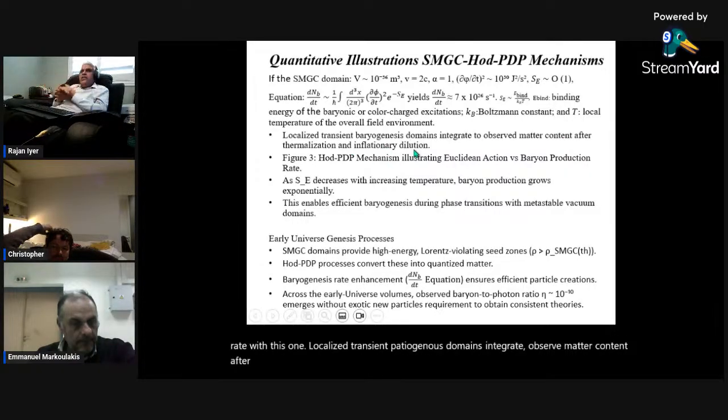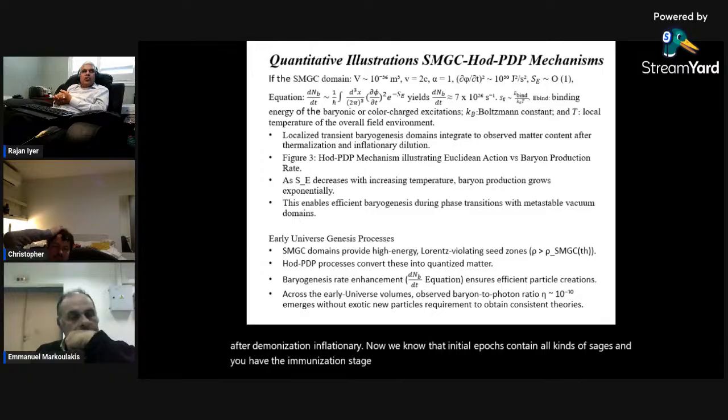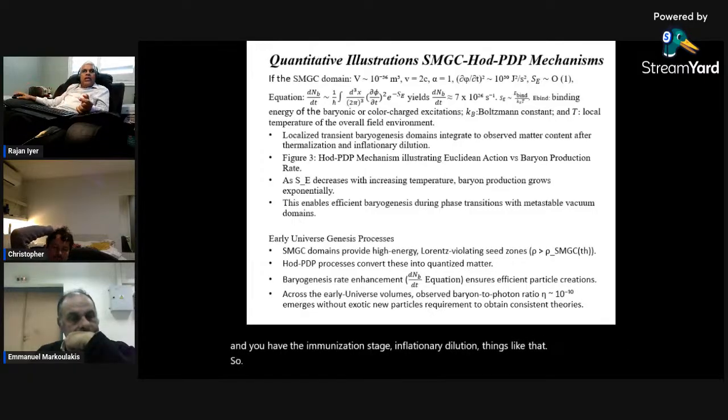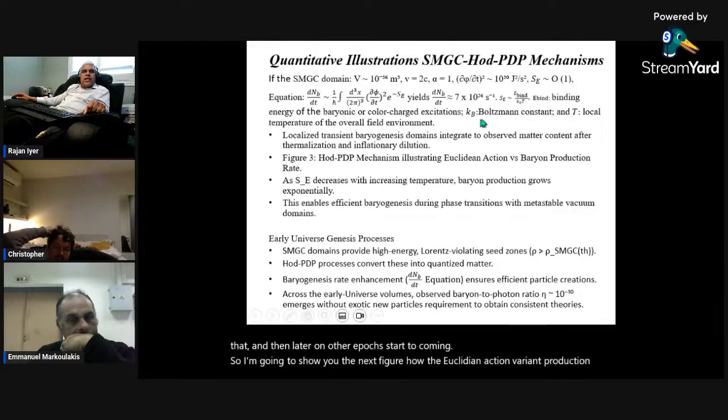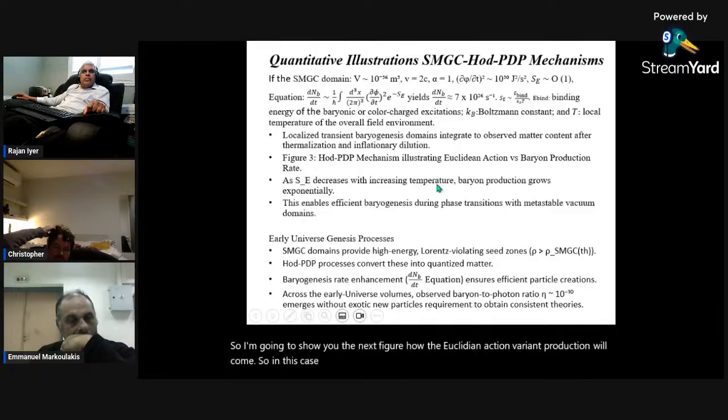Now we know that the initial epochs contain all kinds of stages, and you have the thermalization stage, inflationary dilution, things like that. But initially, this baryogenesis process, according to his calculations, is going to dominate all that, and then later on, other epochs start to come in. So I'm going to show you in the next figure how the Euclidean action and baryon production will come. In this case, as S_E decreases with increasing temperature, baryon production goes up exponentially, as we know, it's an exponential term.